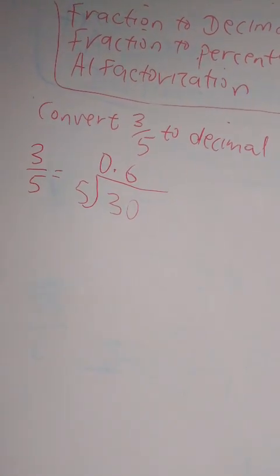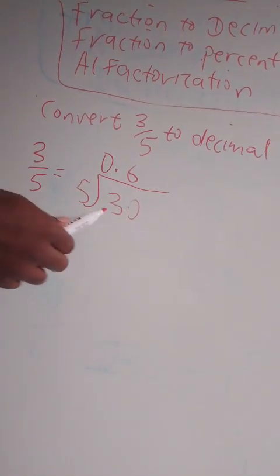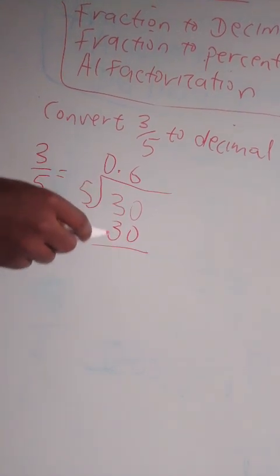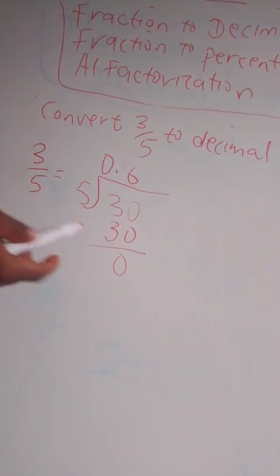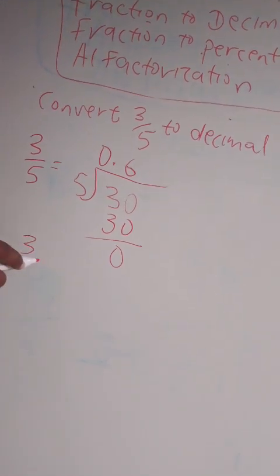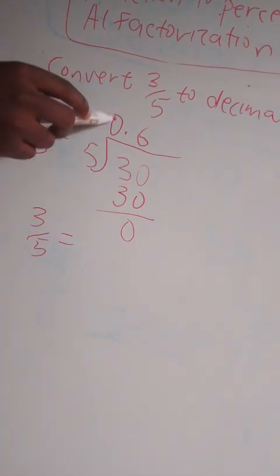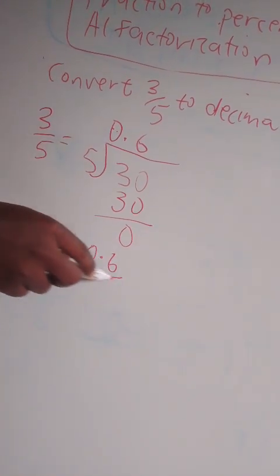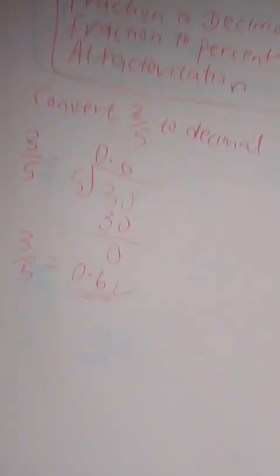So to check whether it is balanced, we multiply it. 6 times 5 will now give us 30. And 30 minus 30 is 0. So at this point we cannot go further, which means that 3/5, which is a fraction, has been changed to 0.6, which is now the decimal, and this is the final answer.